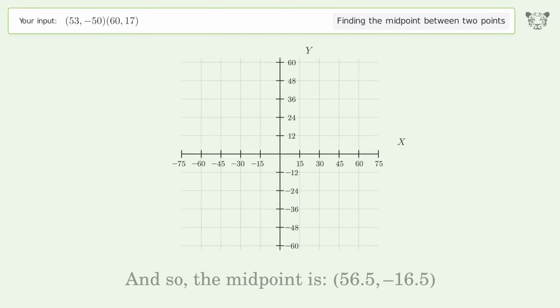And so, the midpoint is 56.5, negative 16.5.